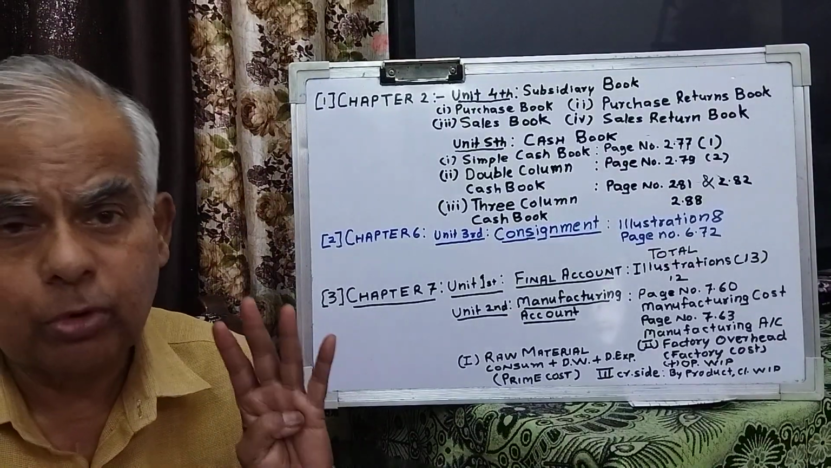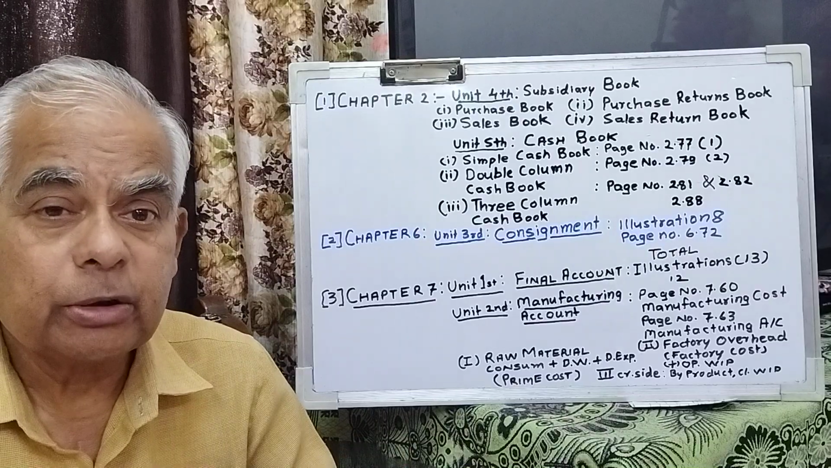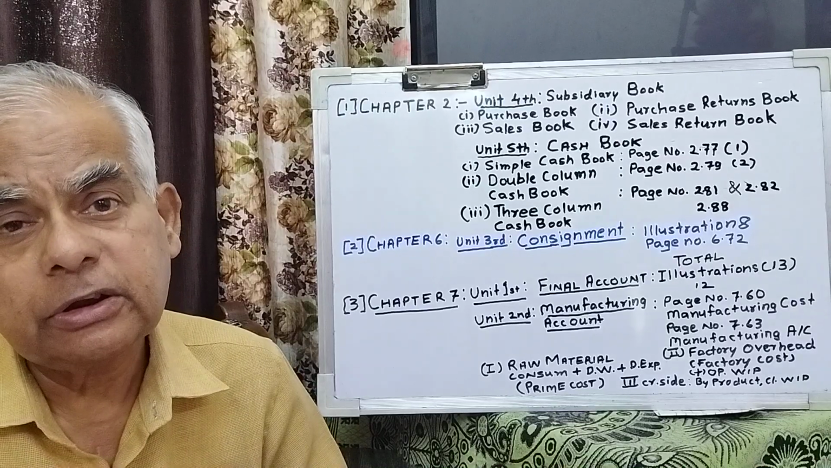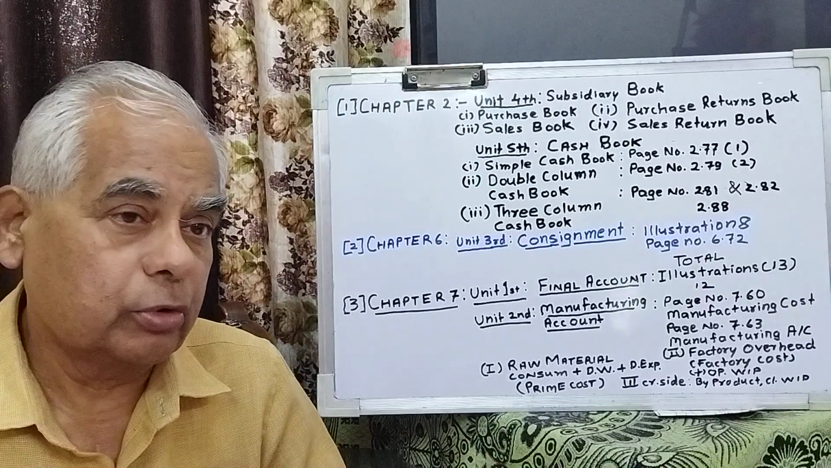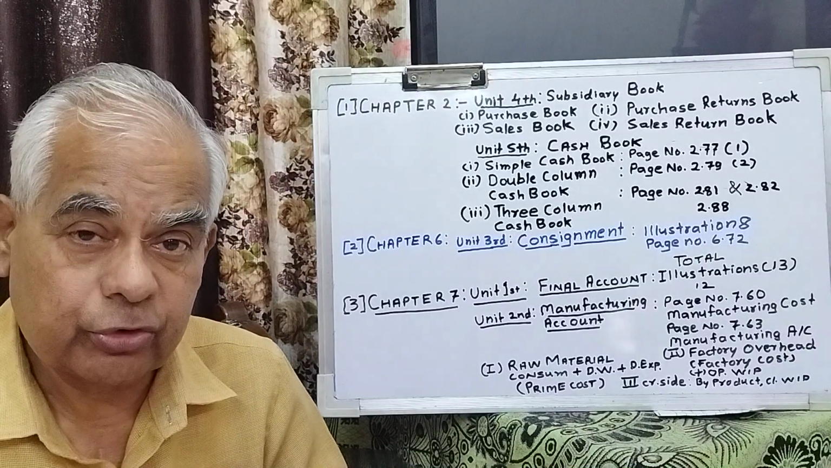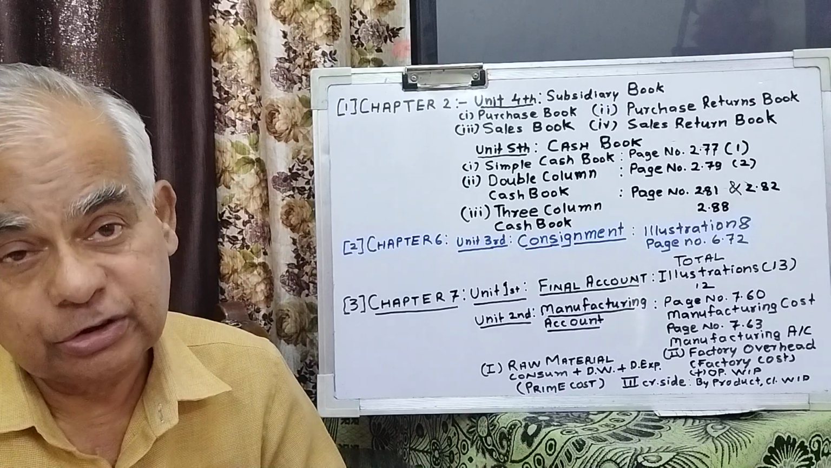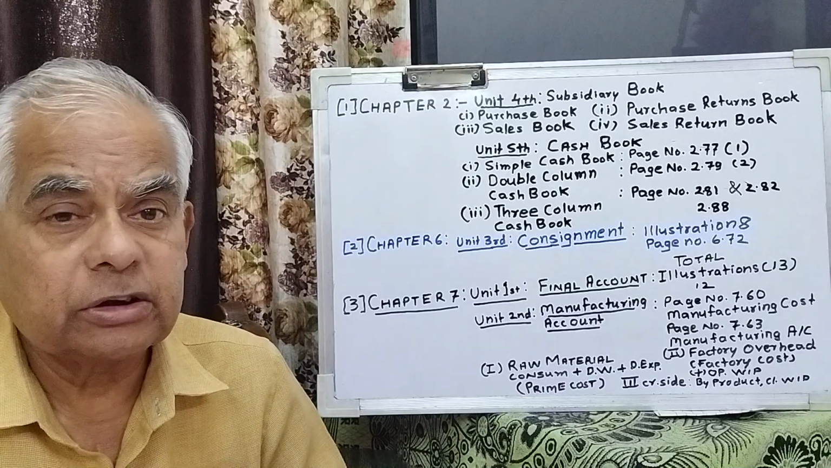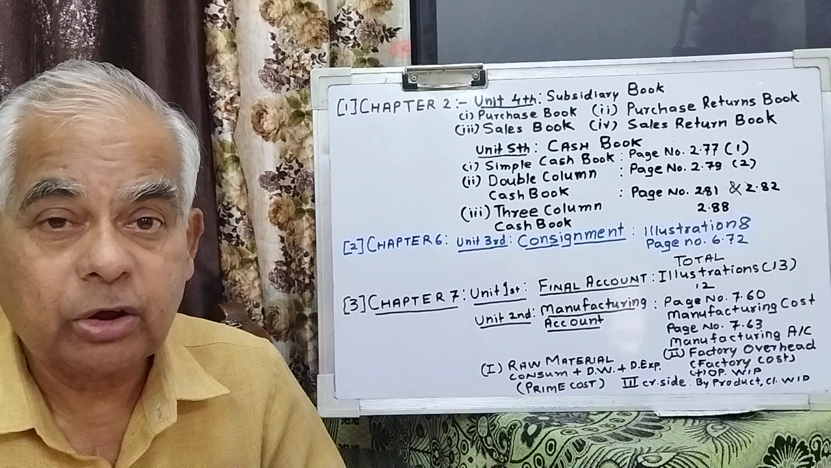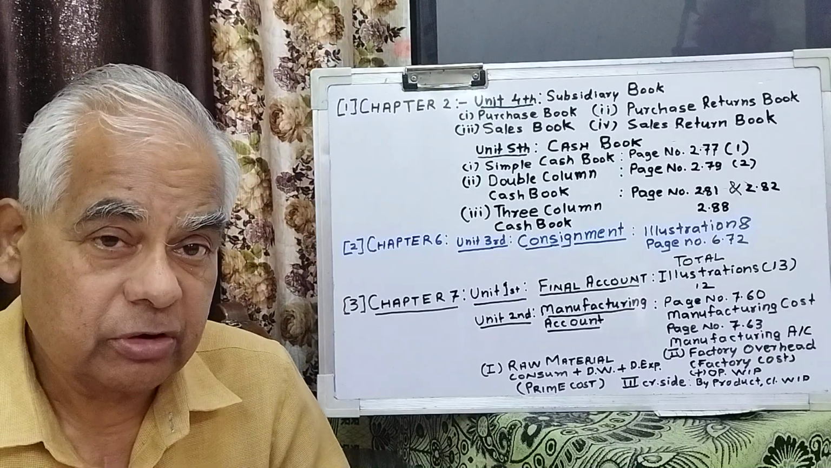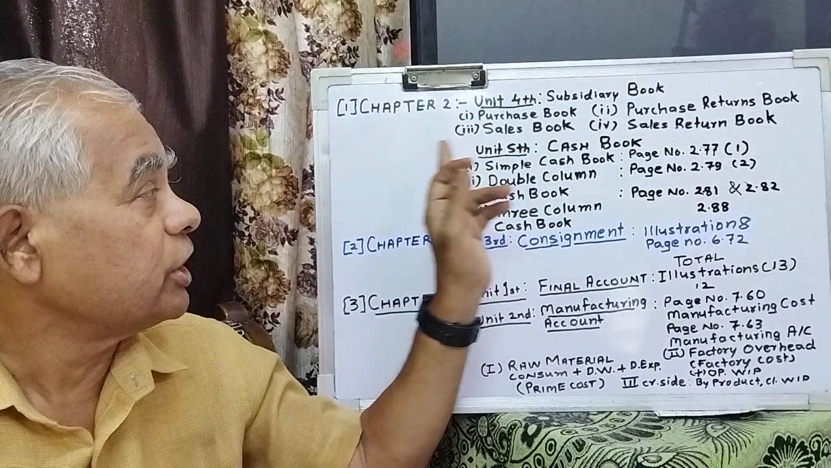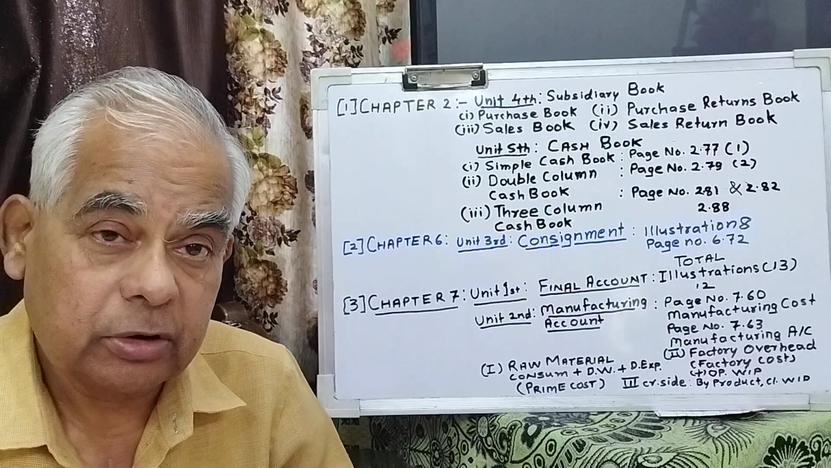Remember that in these 4 books we are going to record credit purchase of goods in the purchase book and their return in the purchase return book. Same case in the sales book, credit sale of goods and their return in sales return. All credit transactions related to goods we are going to record. Again I am going to repeat, all credit transactions related to goods are recorded in the purchase book, purchase return, sales book and sales return.